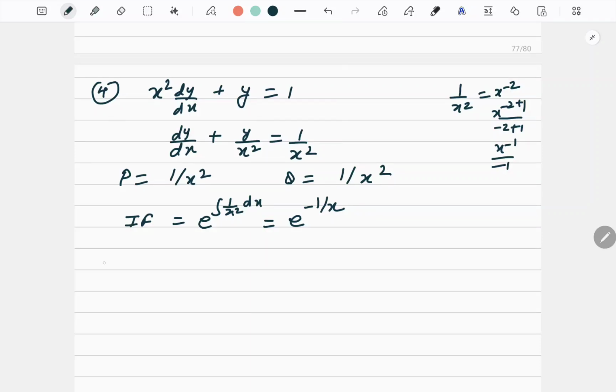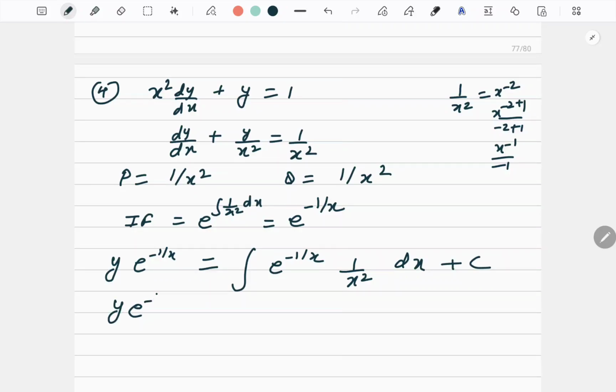Now, what is the solution? This question is a little difficult as compared to the previous questions we have done. Now the answer is y into integrating factor is equal to integration e to the power minus 1 by x, 1 by x square, that is the q value, dx plus c. Now my problem is how to integrate this. So integration 1 by x square e to the power minus 1 by x dx plus c.